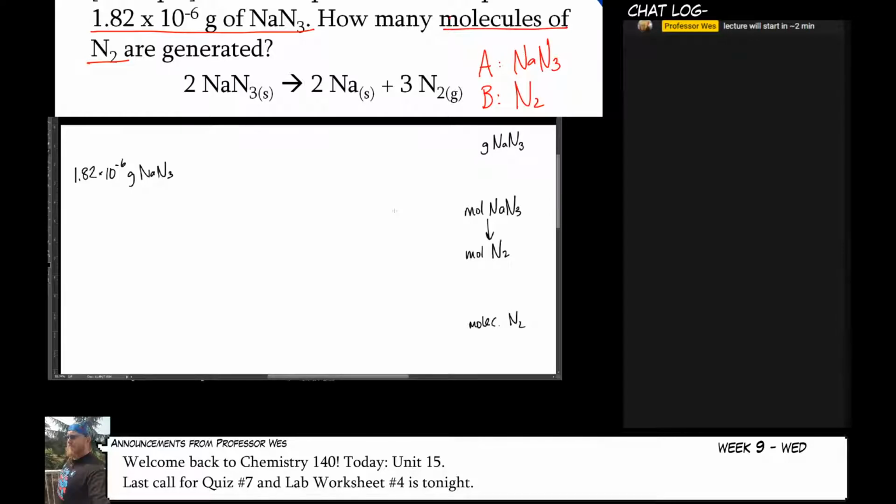Excuse me. Ooh, frog in my throat. And just like before, for every 2 moles of sodium azide, we get 3 moles of nitrogen out. So all we have to do is get stuff to turn into moles and turn it out of moles. So we'll turn grams into moles. This is still the same as before. 1 mole sodium azide is, I've already forgotten, it was like 65.01, right? Yeah, 65.01.